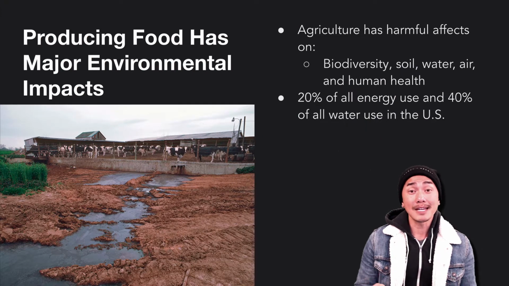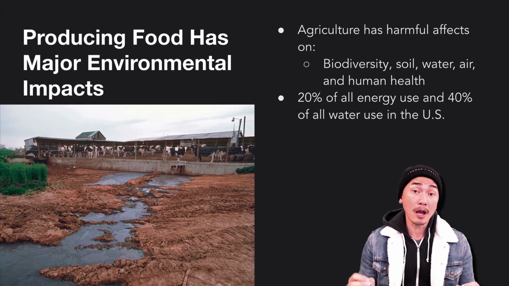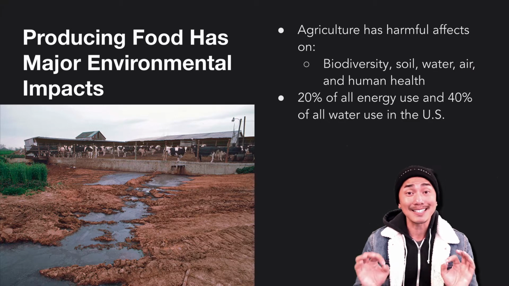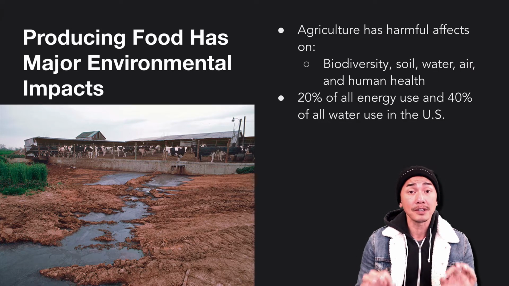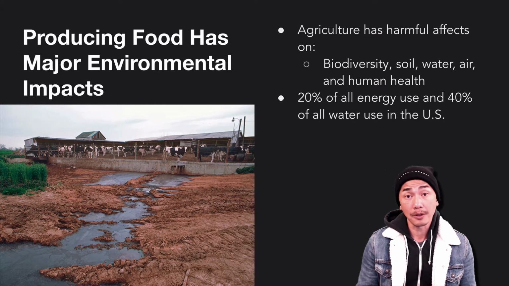Food production is necessary for our health and survival, but agriculture also has significant harmful effects on the environment. Agriculture impacts biodiversity, soil, water, air, and human health. In addition to this, agriculture uses about 20% of energy use and 40% of water use in the United States.